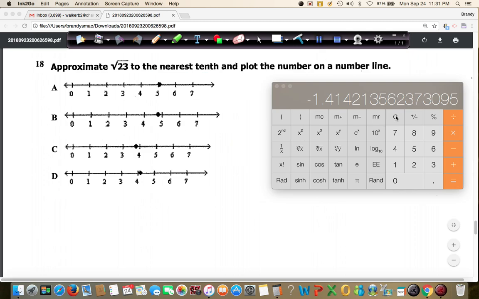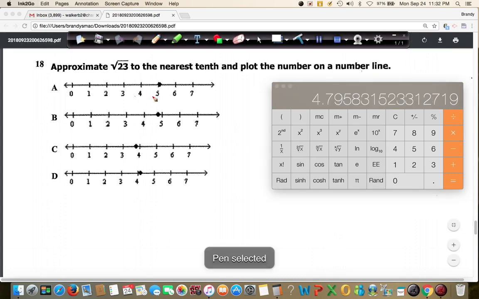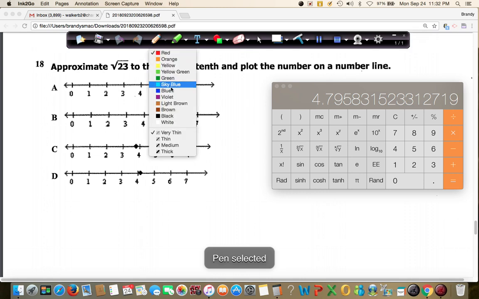All right, number 18, approximate, that means round, right? The square root of 23 to the nearest 10th and plot the number on the number line. So when it tells you to do something like this, the first thing you do is grab your calculator and you put in 23 and hit your square root button. Easiest thing in the world to do because there's not a lot for your brain to do except for remember to hit the square root button.